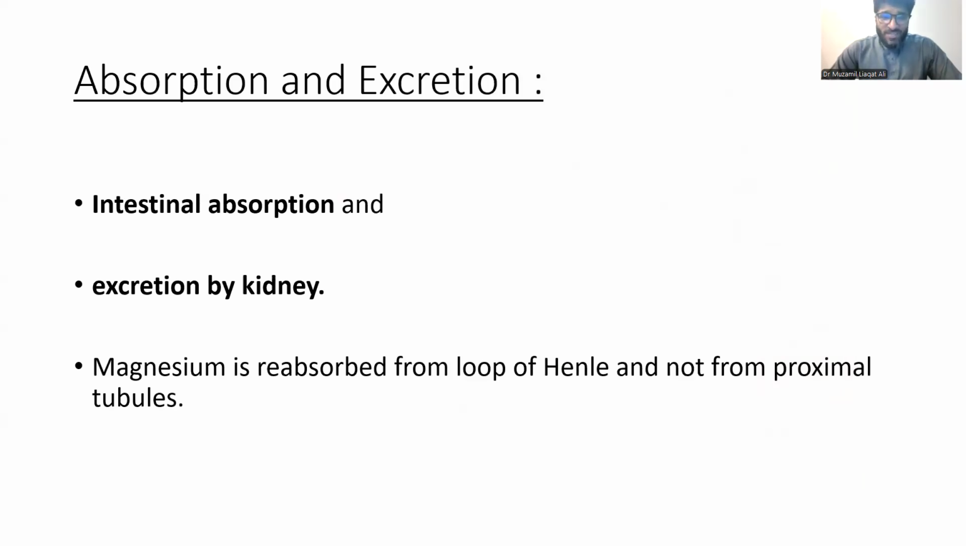Let's come to the absorption and excretion of magnesium. Absorption: magnesium is absorbed in the small intestine, with the efficiency of absorption varying depending on the dietary intake and the body stores. What about the excretion? Magnesium is primarily excreted by the kidneys. It is reabsorbed in the loop of Henle in the nephron and not in the proximal tubules. This means that the loop of Henle plays a critical role in magnesium conservation.